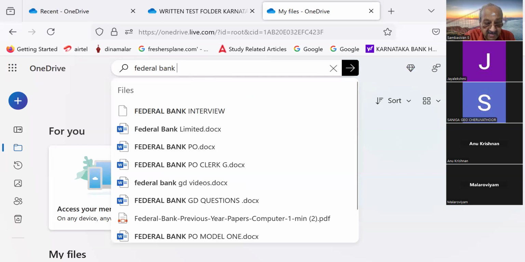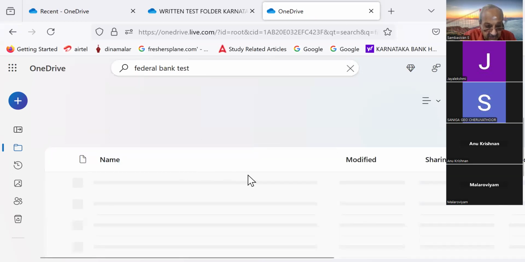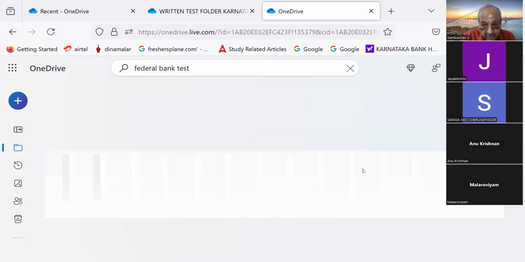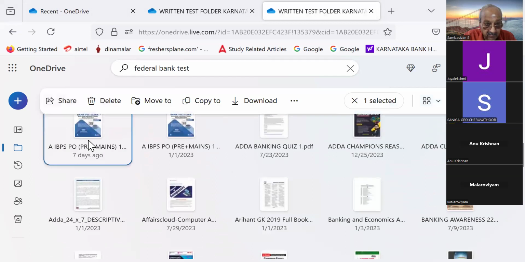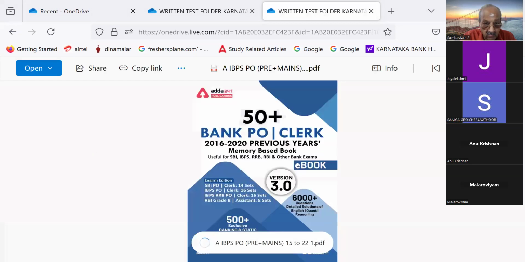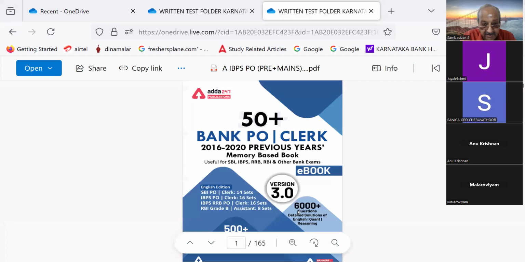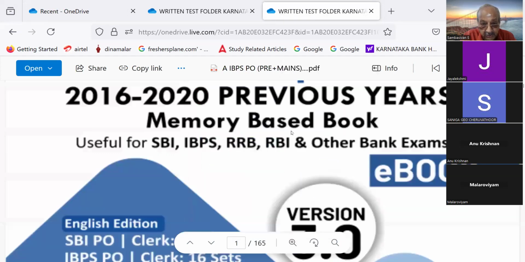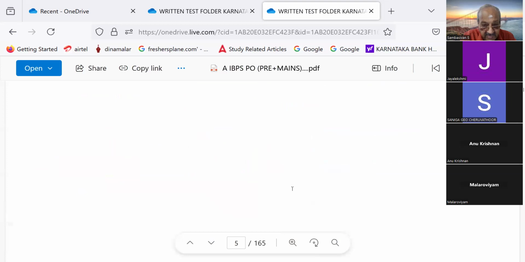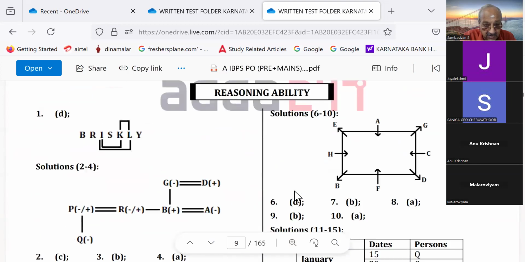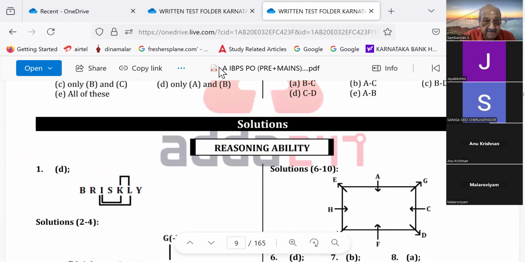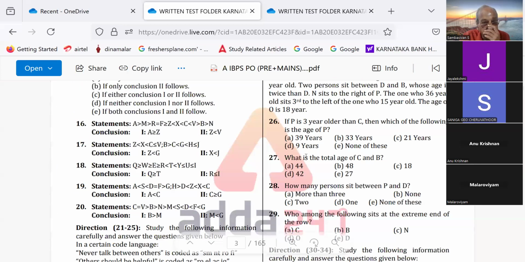Federal Bank Test. I am taking another paper also so that I can show the answers when it is needed. Now, are you seeing the questions now? Please tell me, boys. Yes.